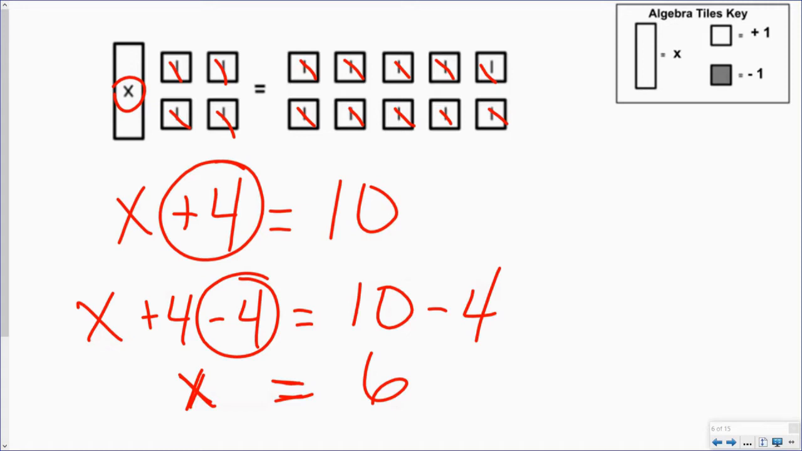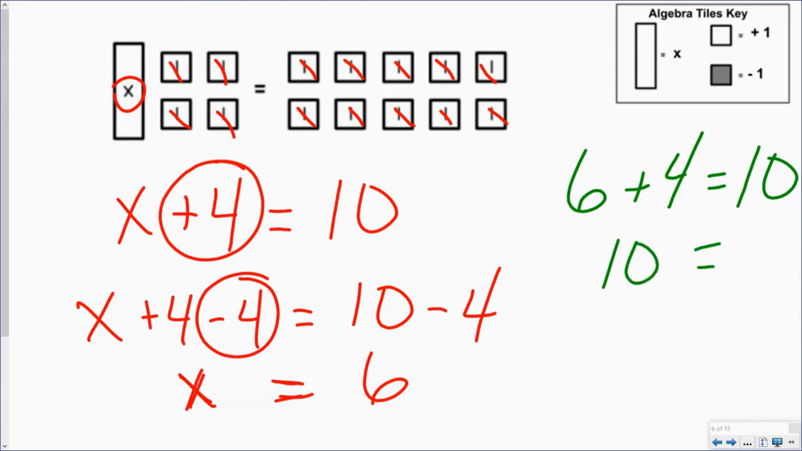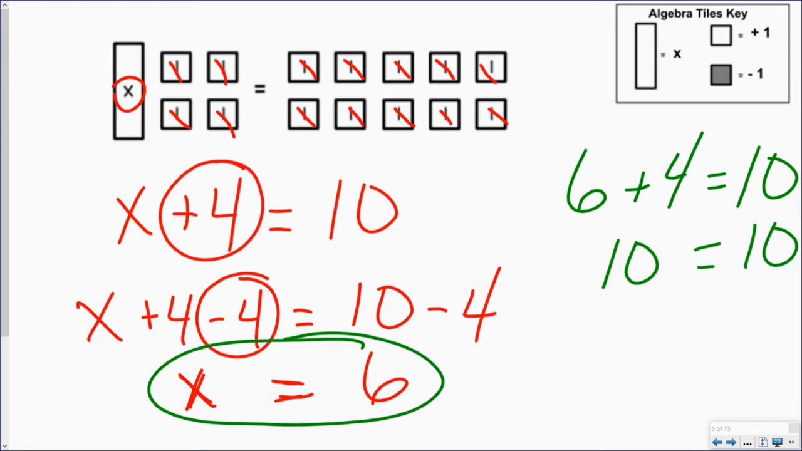So now I can check my answer by using substitution. I take my 6, put it in for x, plus 4 equals 10. I know 6 plus 4 is 10, and that is the same as 10. So I know that this is my solution for my problem up here, or my equation.